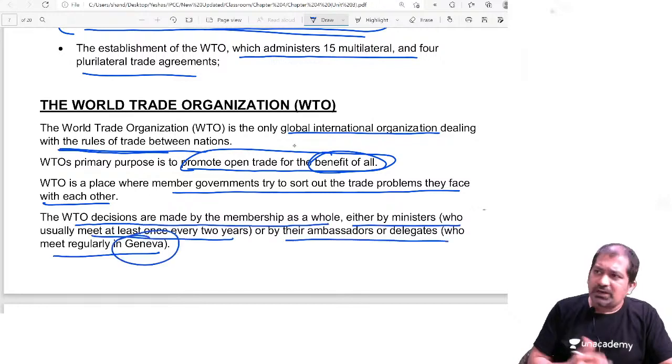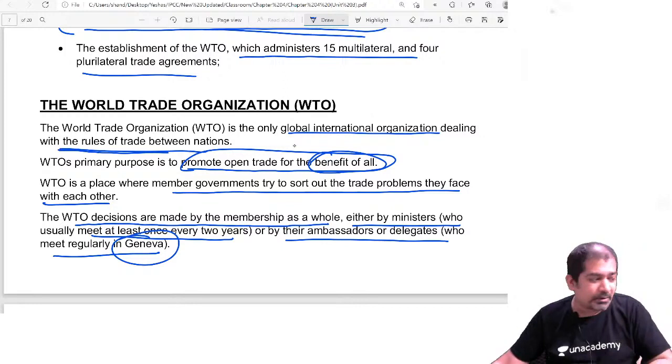So it will either be the finance minister who will attend the meeting, and if the finance minister is not available, the ambassadors will be led by the Reserve Bank governor, who will be delegating on the ministerial conference conducted by the WTO every couple of years. Alright. Now this is the structure of WTO.